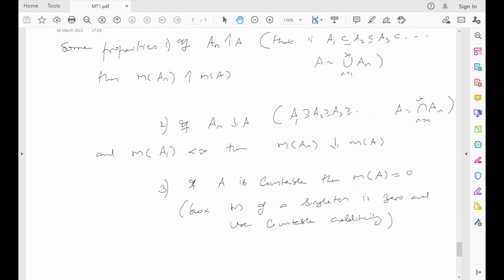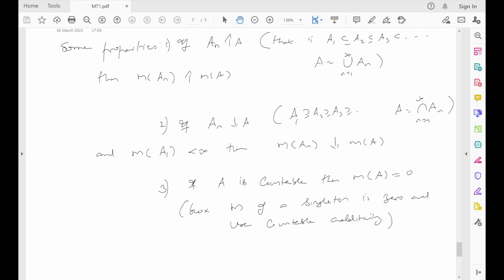And so, if I take countable sets, then the measure is 0 because of countable additivity, right. Any countable set is a countable union of singletons. Countable additivity tells me that the measure of A will be the sum of the measures of the singletons, and they are all 0. So in particular the rationals in the real line have Lebesgue measure 0, even though the rationals are dense. So it is a big set topologically, but measure theoretically it is a very meager set because it has measure 0.